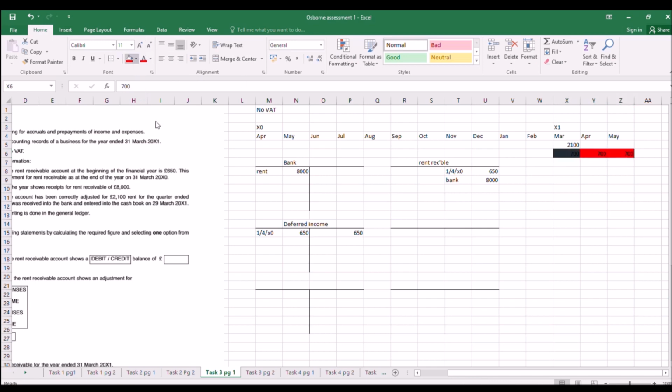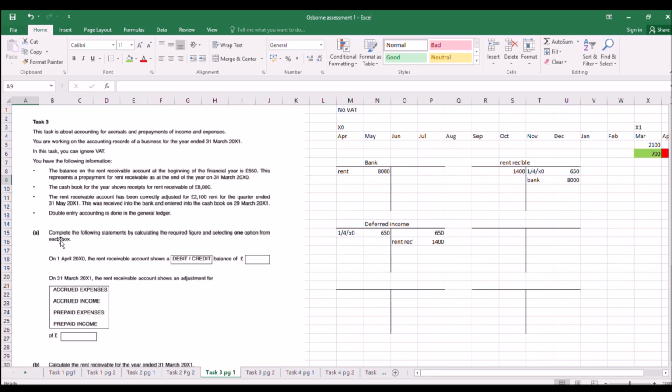So we should then have an adjustment, which would be to credit the deferred income for the bit in red that's outside our year, rent, and debit the rent receivable account, because that 8,000 isn't all for this year. 1,400 of it is for next year. Okay, so that's what we would have there.